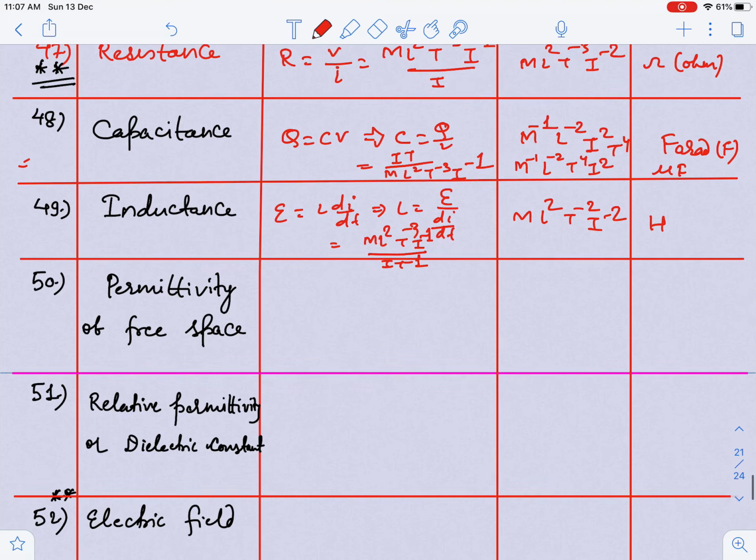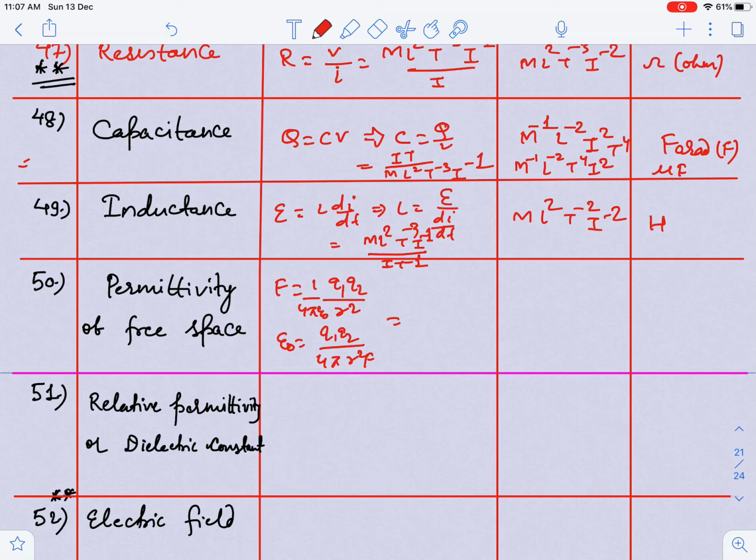Permittivity, you know that guys, from Coulomb's law, F is equal to K Q1 Q2 divided by R square. This K can be written as 1 by 4 pi epsilon naught. So epsilon naught can be written as, guys, F R square. 4 pi is a constant, so no need to take. So if I take epsilon naught this side, epsilon naught is Q1 Q2 divided by 4 pi R square F.